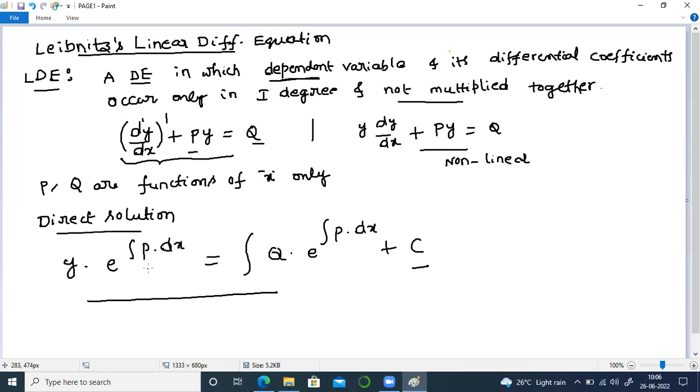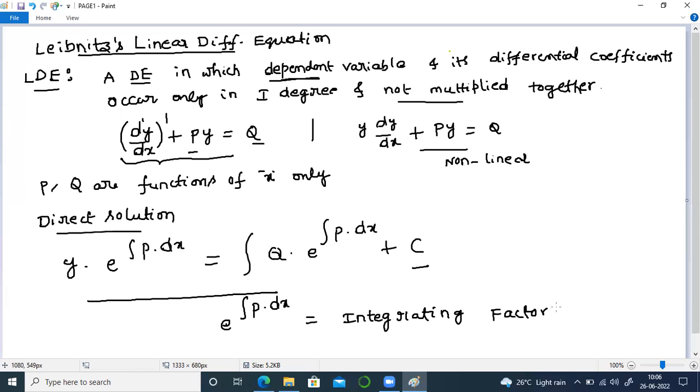But here, e power integration of p dx we generally call the integrating factor. That's it. This is the basic theory behind this Leibniz linear differential equation.